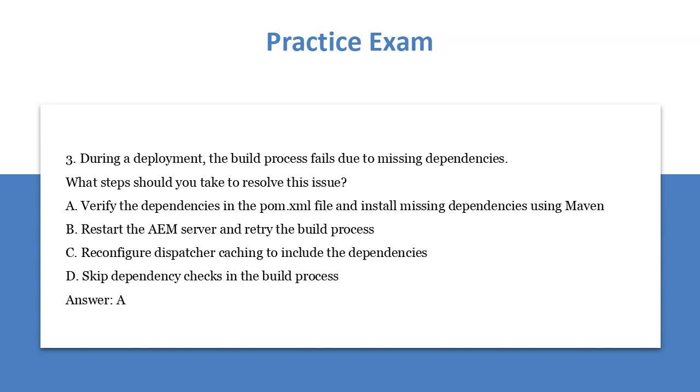3. During a deployment, the build process fails due to missing dependencies. What steps should you take to resolve this issue? A. Verify the dependencies in the pom.xml file and install missing dependencies using Maven. B. Restart the AEM server and retry the build process. C. Reconfigure dispatcher caching to include the dependencies. D. Skip dependency checks in the build process. Answer: A.